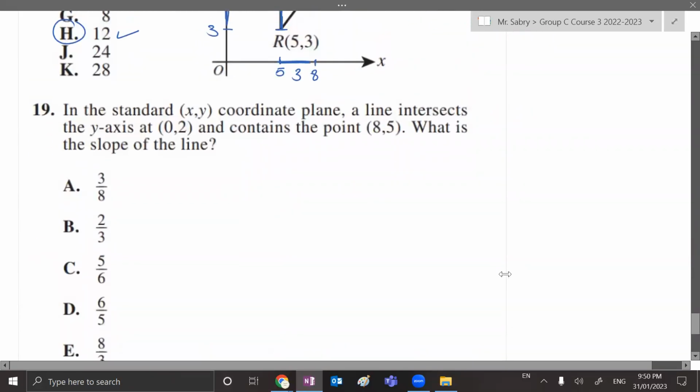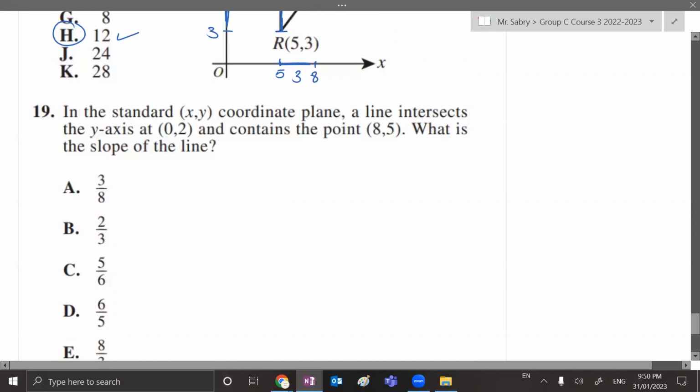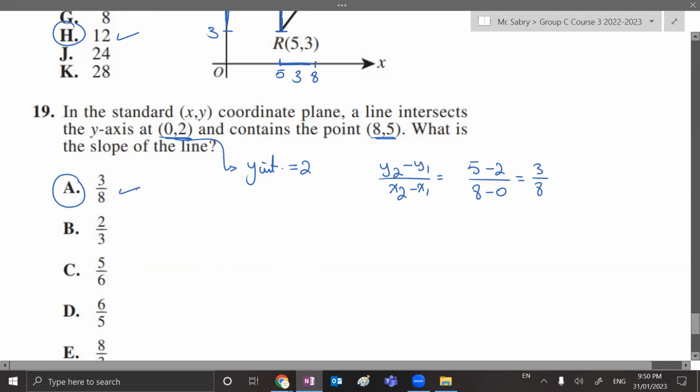19. In the standard xy coordinate plane, a line intersects the y-axis at 0 and 2. The place where the line intersects the y-axis is what we call the y-intercept, so the y-intercept is 2. It contains the point 8 and 5. What is the slope of the line? The slope is y2 minus y1 over x2 minus x1, and you have those. So it's 5 minus 2 over 8 minus 0, which is 3 over 8. That's the slope of that line, which is answer 8. Any questions here?